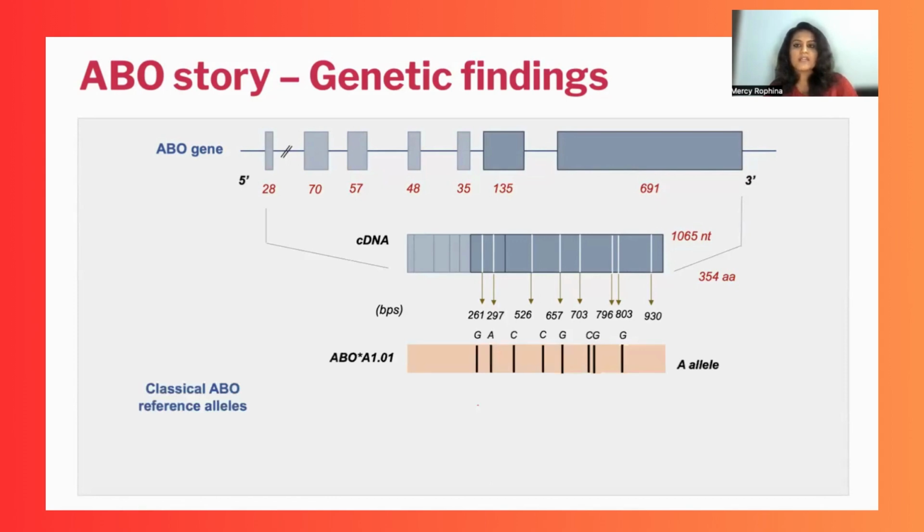So initially we have the A allele. At position 261, the A allele carries the G nucleotide, and at position 297, it carries a nucleotide.